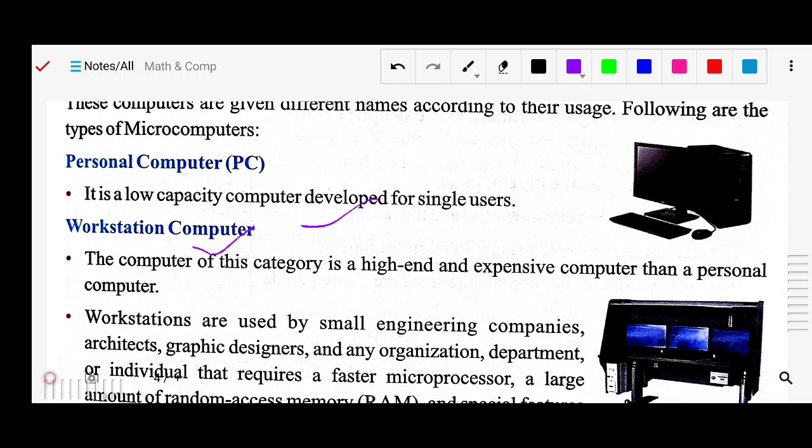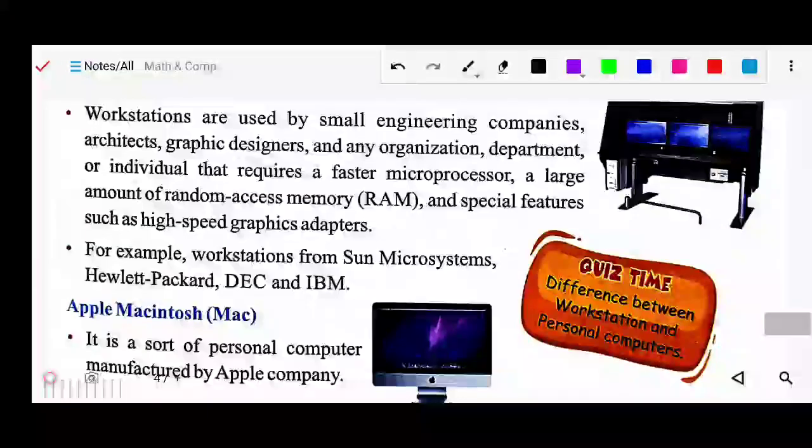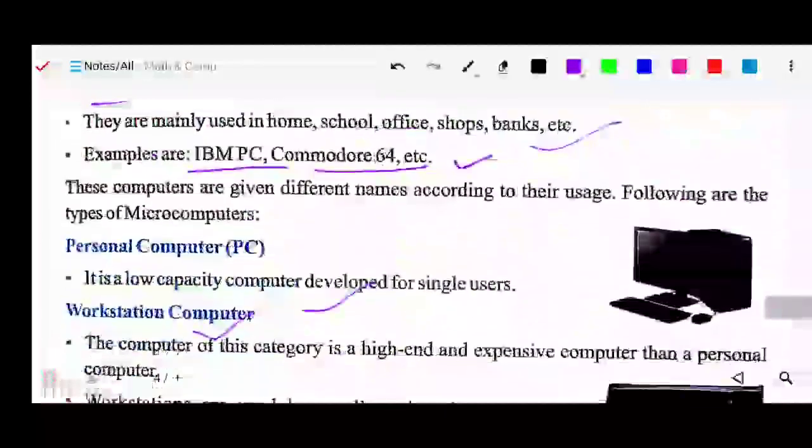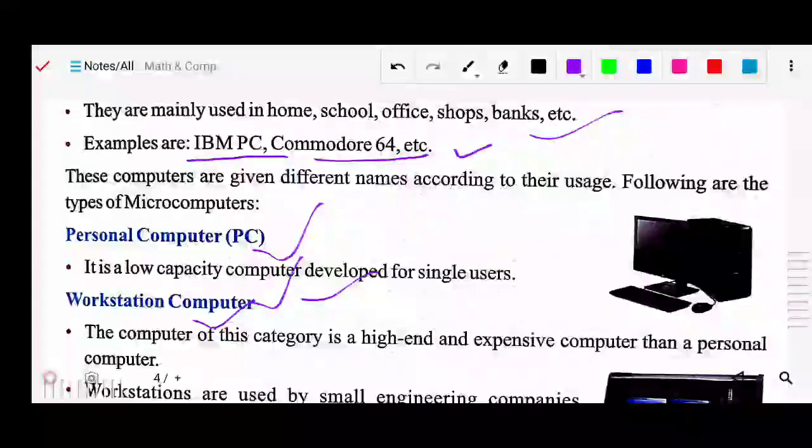Workstations are used by small engineering companies, architects, graphic designers, and any organization, department, or individual that requires a faster microprocessor, a large amount of random access memory, and special features such as high speed graphics adapters. It is also a microcomputer, but different places have different names. At home we call it a PC; when engineers use it for their own purpose, it is called a workstation.